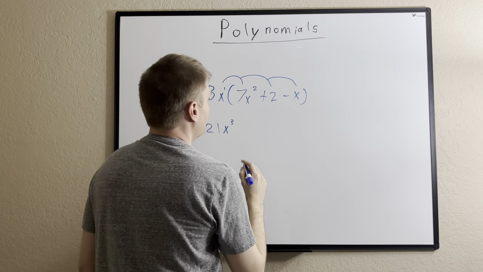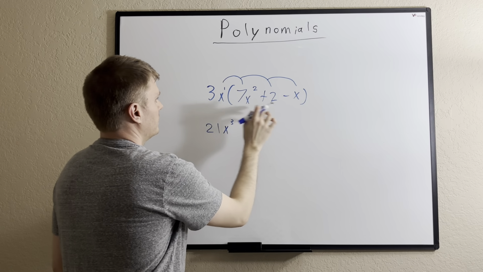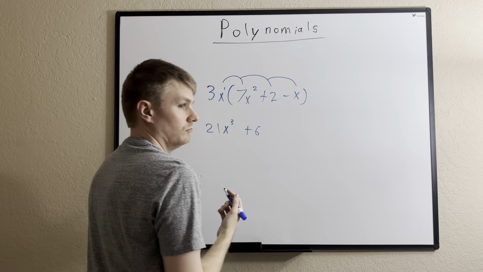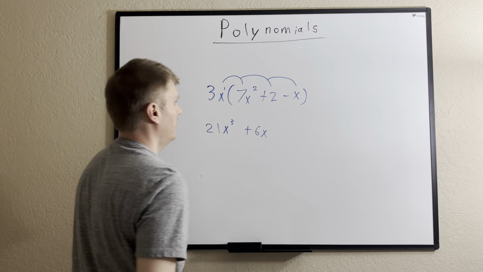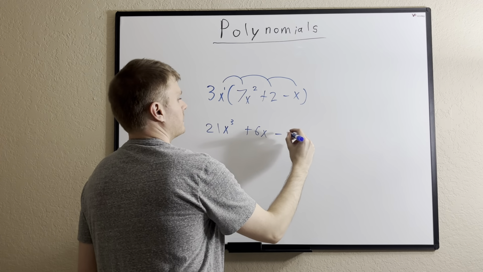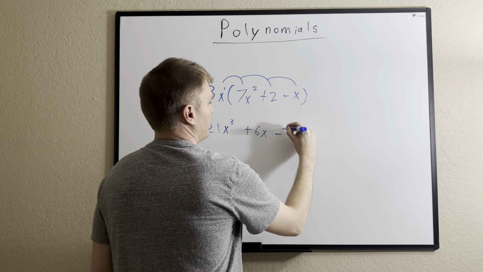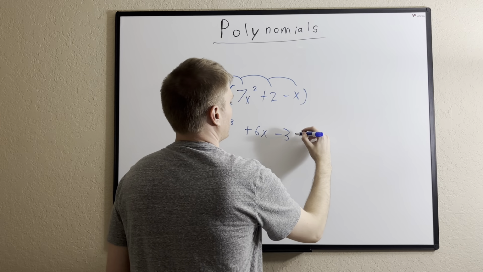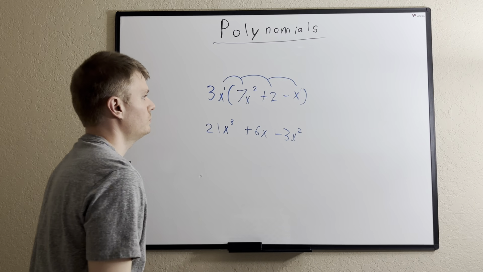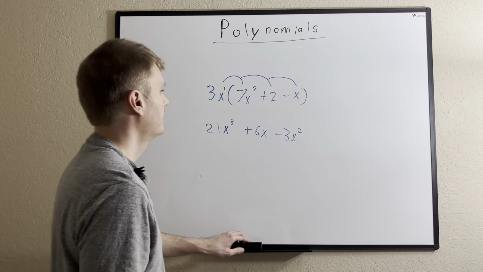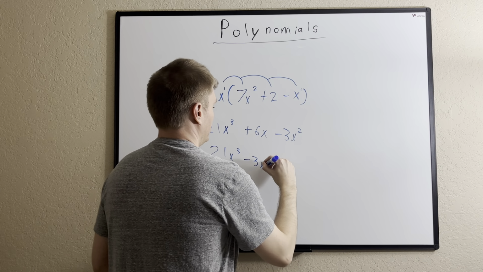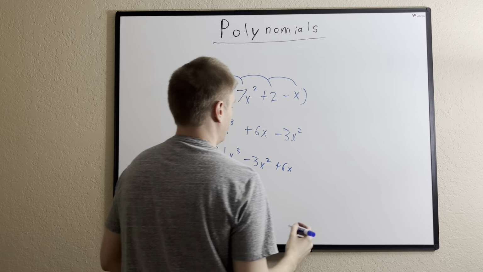3x times 2. 2 times 3 is 6. X times 1 is just x. 3x times negative x. 3 times negative 1, negative 3. X times x is x squared, because it's 1 plus 1, right? That's 2. Now, you need to write it in order. Some teachers are going to be finicky about those sort of things. And there's your answer.